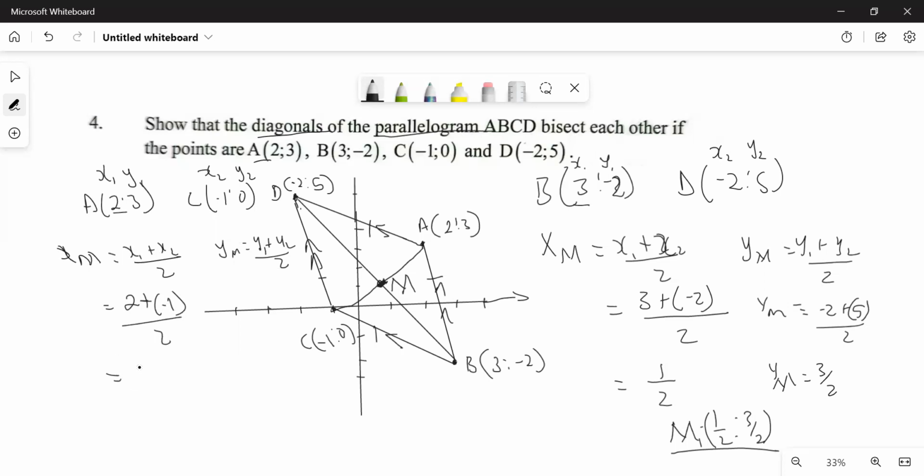If you type this in your calculator, it gives you 1 all over 2. And for this one here, y1 is 3, so it's 3 plus 0 divided by 2, and you get 3 all over 2. Let's call this one m2. M2 is 1 over 2, 3 over 2. Then it means the diagonals bisect each other.